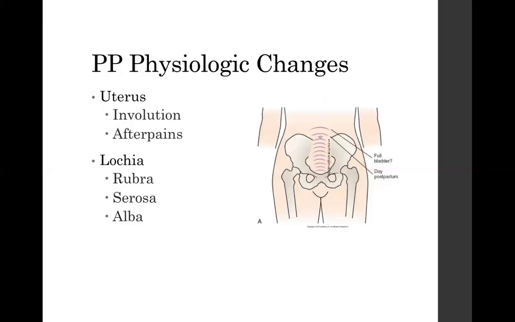She might see a recurrence of bleeding 1 to 2 weeks after birth, and this is the healing of the placenta site. So if at day 4 she's seeing the rubra turn into serosa, somewhere between 1 and 2 weeks she might experience significant bleeding again from the healing of the placenta site.